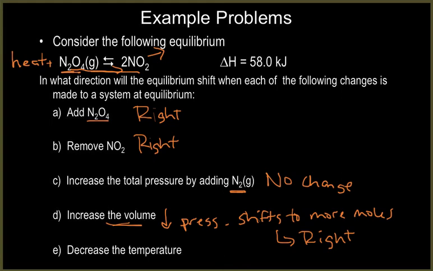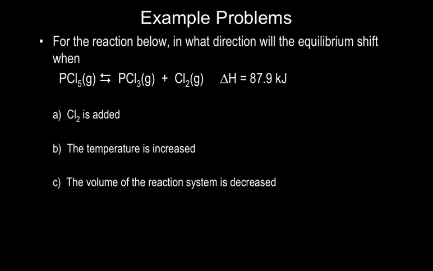Okay, and then finally decreasing the temperature. So decreasing the temperature would be taking heat out of the system. So if you take heat out, it's going to shift back to replace it. So that would shift to the left. And you will get lots of practice with this in class because this is what our lab that we're going to do over the next couple days is based on.